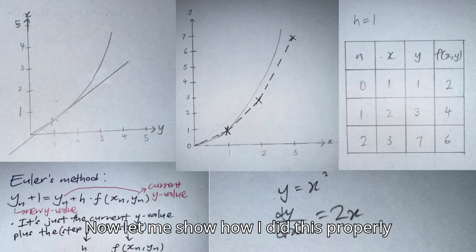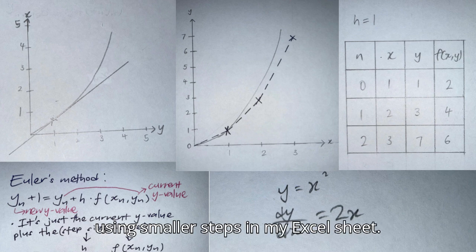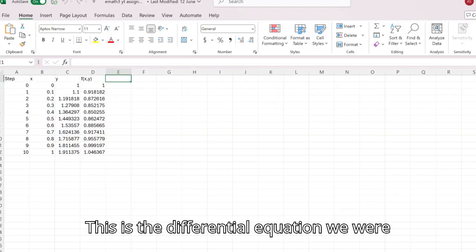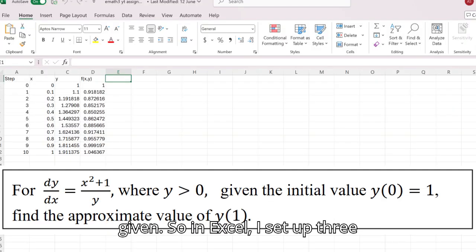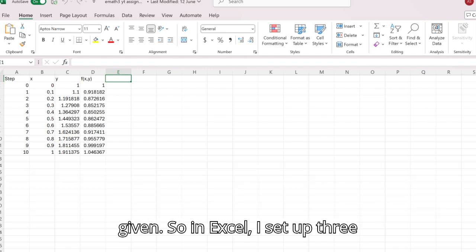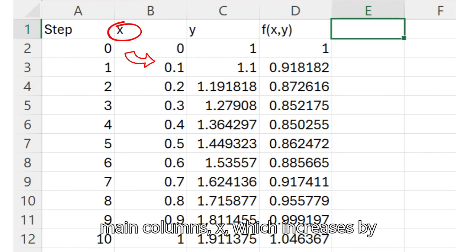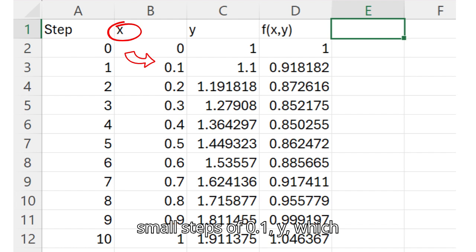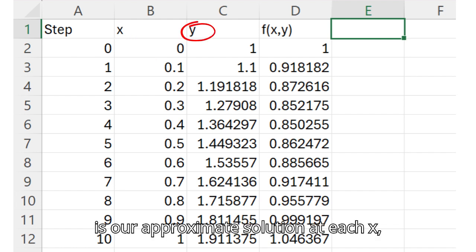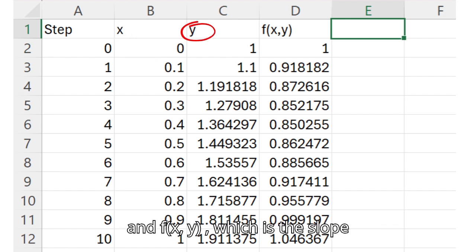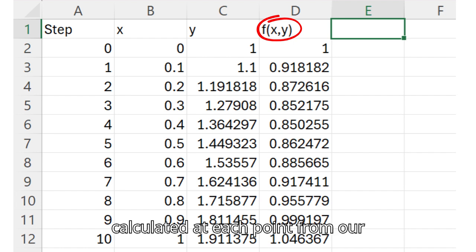Now let me show how I did this properly using smaller steps in my Excel sheet. This is the differential equation we were given. So in Excel, I set up three main columns. X, which increases by small steps of 0.1, y, which is our approximate solution at each x, and f(x,y), which is the slope calculated at each point from our differential equation.